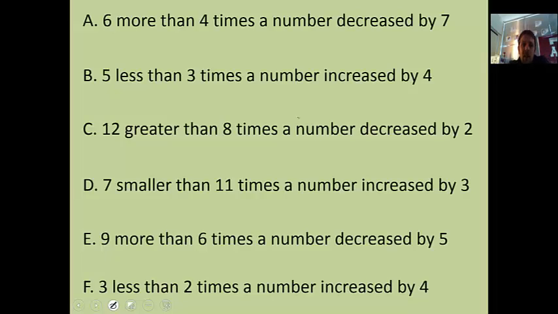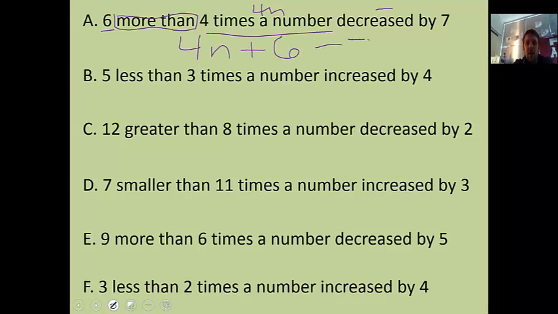6 more than 4 times a number decreased by 7. I noticed that my "more than" is right there, so I can rewrite this. I see 6 and I see 4 times a number, which is 4n. Decrease means to go down by 7. So if I was writing this, it would be 4n plus 6 decreased by 7.